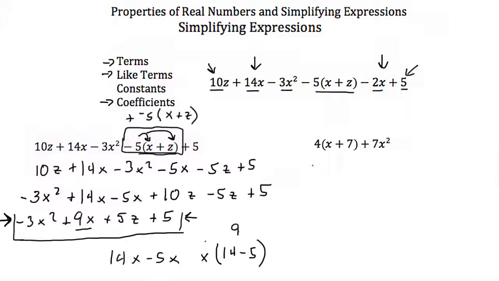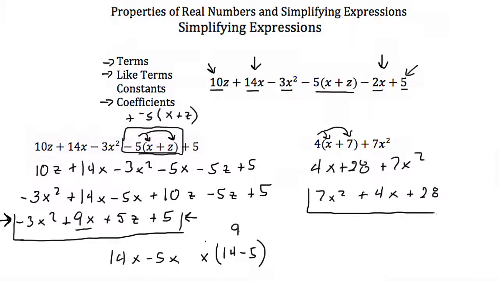Here we have 4 times (x plus 7) plus 7x squared. So first I'm going to use the distributive property and move this 4 inside. So I'm going to get 4x plus 28 plus 7x squared. And then typically you always write the highest power first. So I'm going to rearrange this using the commutative property, and I'm going to get 7x squared plus 4x plus 28. So here's our simplified expression.